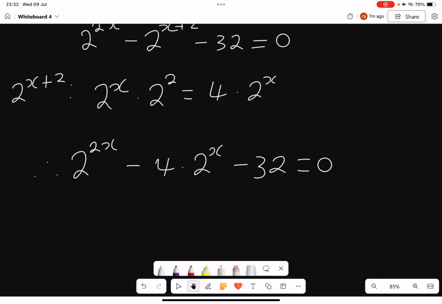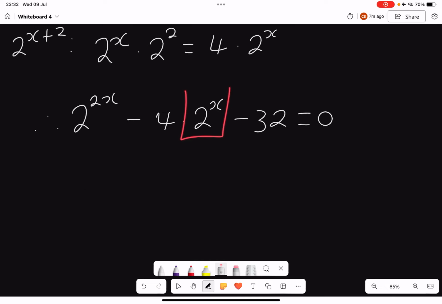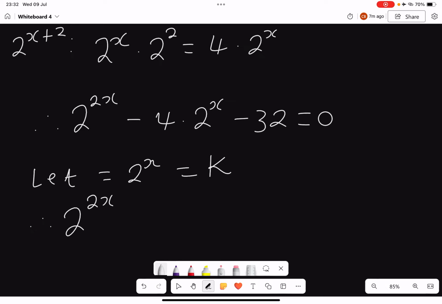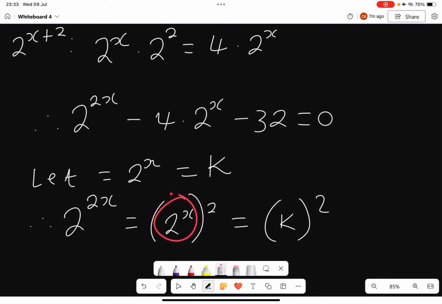Now we're going to let the smallest exponent, the middle one, which is 2 to the x, be equal to k. Therefore, we can agree that 2 to the 2x can be written as 2 to the x with a 2 outside, because this times that will just give us that, which becomes k to the power 2 because we just made this to be k.